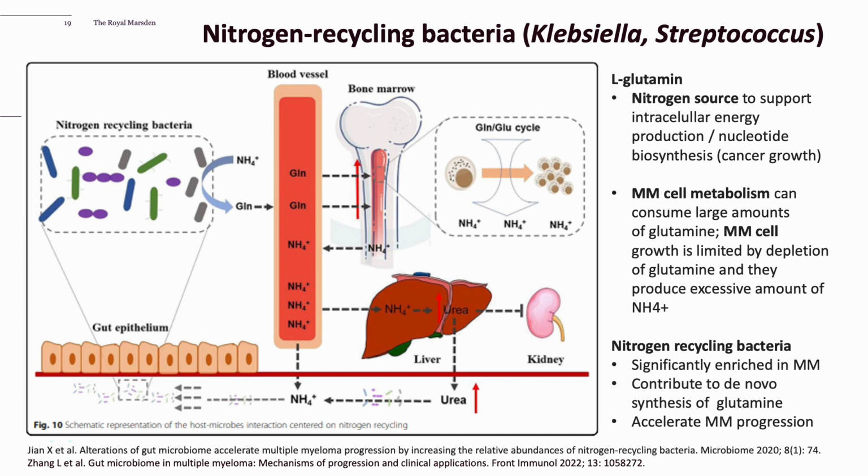However, as a consequence of this cycle, ammonium is produced, and the cancer cells can't use it in the bone marrow. So the ammonia is getting back to the vessels. It can get through to the liver and the kidney, and it reaches the intestine. And now if the multiple myeloma patients have a lot of nitrogen recycling bacteria, including Klebsiella, these bacteria do recycle the ammonia into the glutamine. Glutamine gets into the blood vessel, gets into the bone marrow, and is again the source for the cancer cells.